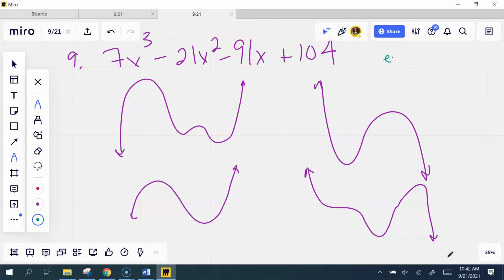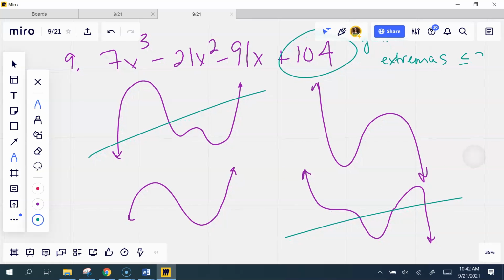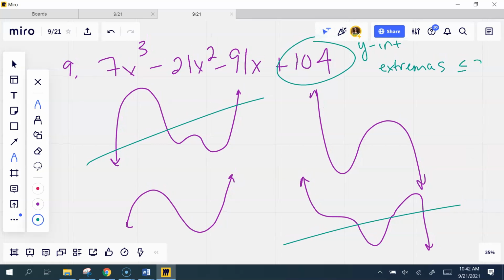Okay, extrema. Here I've got to have less than, you said, 2. So if it has any more than 2, that automatically rules it out, right? Nope. The Y-intercept. What's the Y-intercept here? What else? Okay, zeros less than or equal to how many? What else?